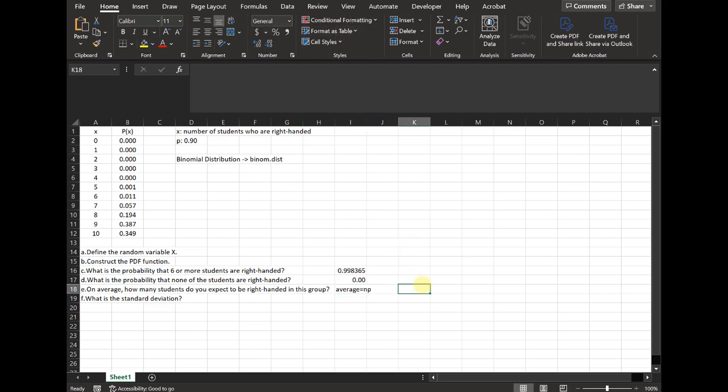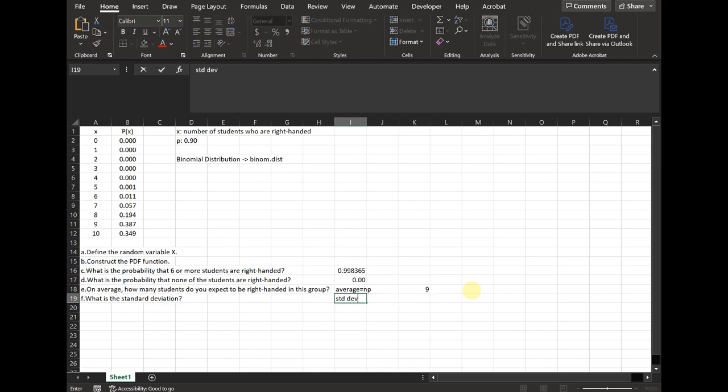So anyways, to get my expected value, I have 10 students total times 0.9. So I would expect 9 of them, which makes total intuitive sense that, yeah, 9 of them should be right-handed. And then it says, what is the standard deviation?